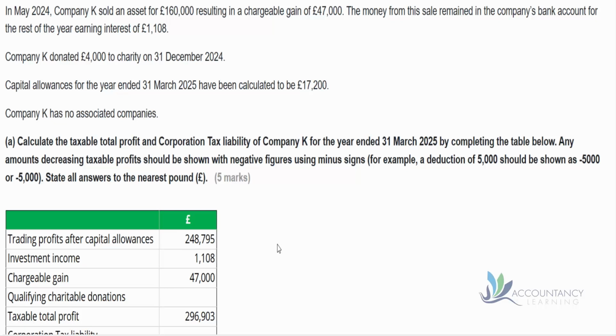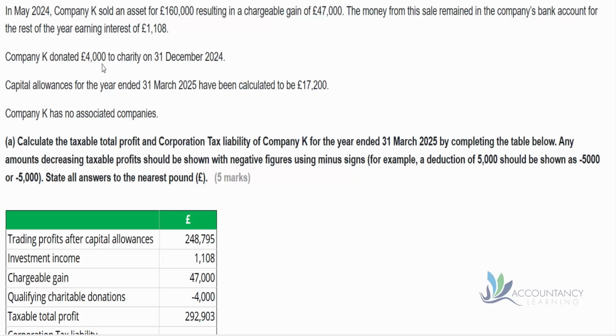And then Company K donated 4,000 to charity. We can see at the bottom of the screen that there are total profits of 296,000. So yes, we will be able to use that donation relief and we can deduct 4,000 from here. If we didn't have any profits, then we wouldn't be able to take advantage of those donations. But as we do have some profit, we can deduct the donations from that.